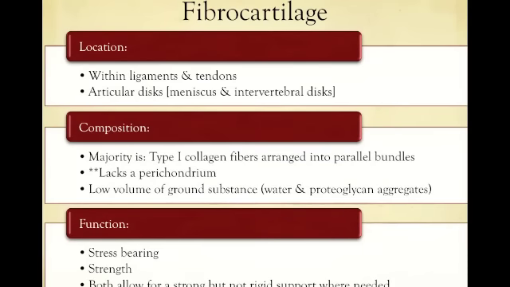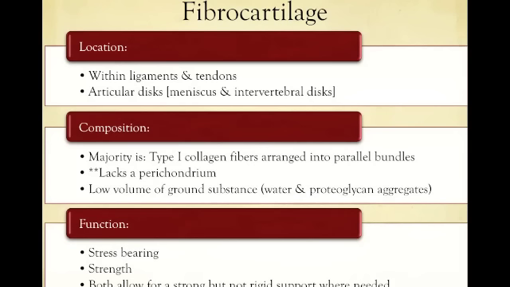Next, we're going to take a look at fibrocartilage. Fibrocartilage is located within ligaments and tendons because it's used for strength as well as the ability to bear stress without easily tearing. Because of this, fibrocartilage does not allow for rigid support.